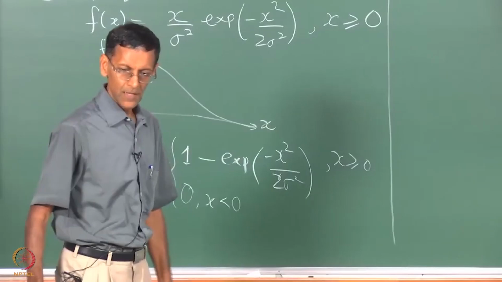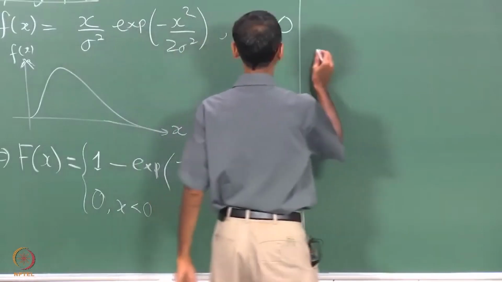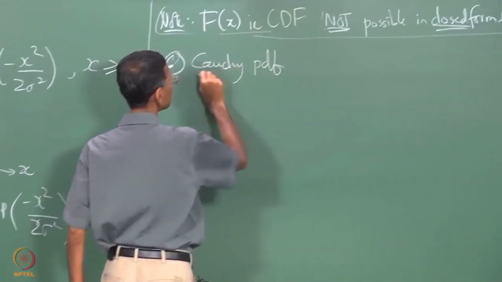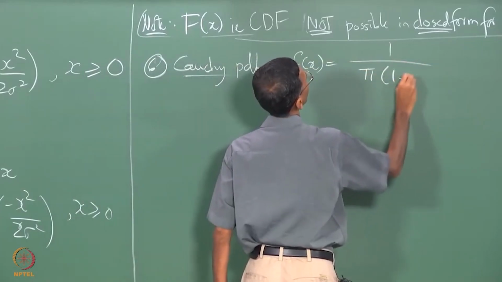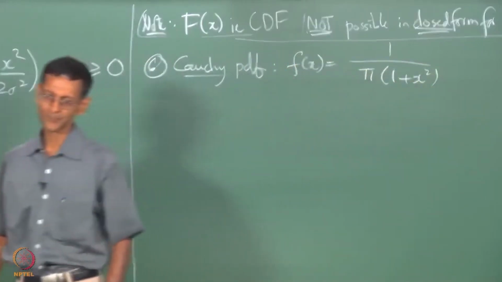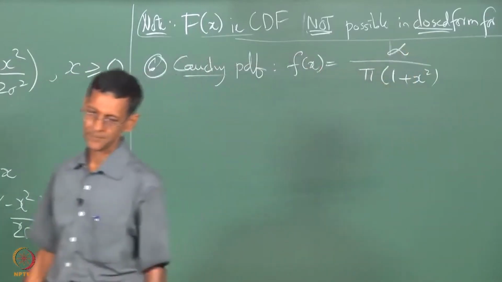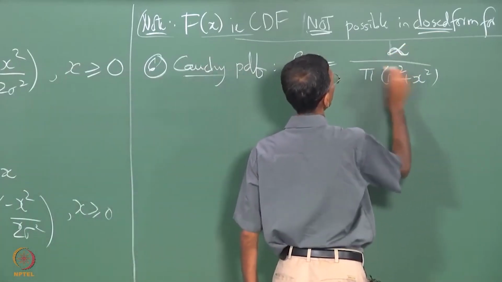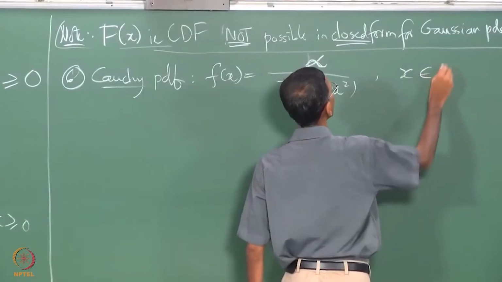Then let us look at an example. We have already seen the Cauchy. For the sake of completeness, let me also give it a name. The Cauchy PDF is basically 1 by... we saw this already. So, let me actually put an alpha here. I will write it as alpha by pi into alpha squared plus x squared, rather than 1 by, and this is for all x.